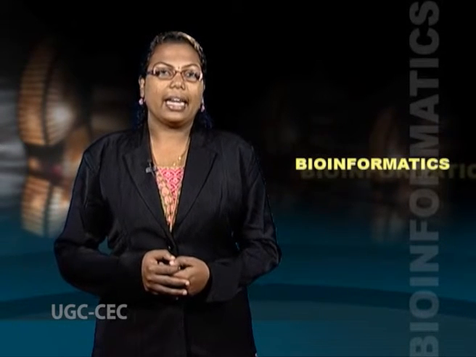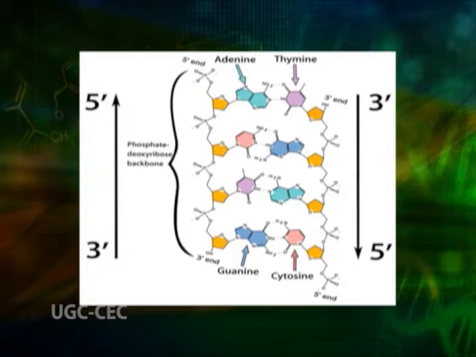The polynucleotide chains are held together in a helical shape through non-covalent hydrogen bonds between the bases of 2 opposite chains. These 2 chains are complementary and run in opposite directions. See the figure shown on the screen.